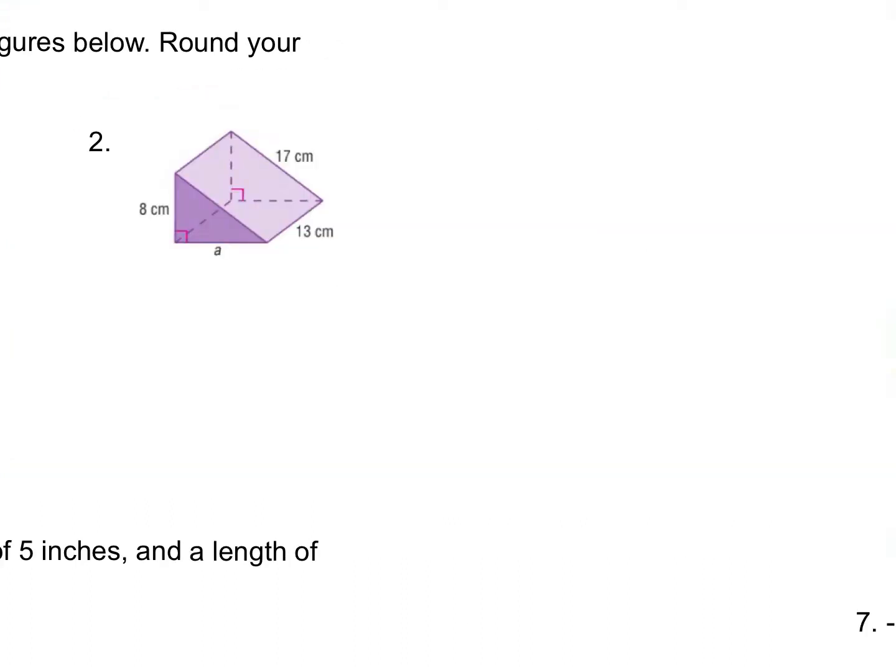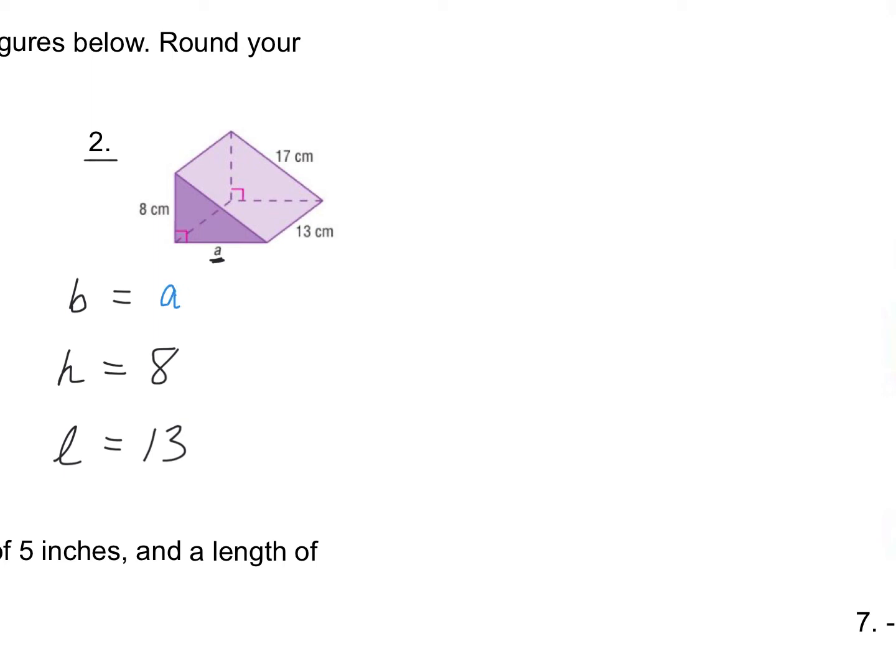Now for number 2, it looks like we're dealing with a triangular prism. So let's start with what I'm given. I know my height is 8 centimeters. I know my length is 13 centimeters. And in this case, I'm not sure what my base is. So they just have it marked as A in my picture.